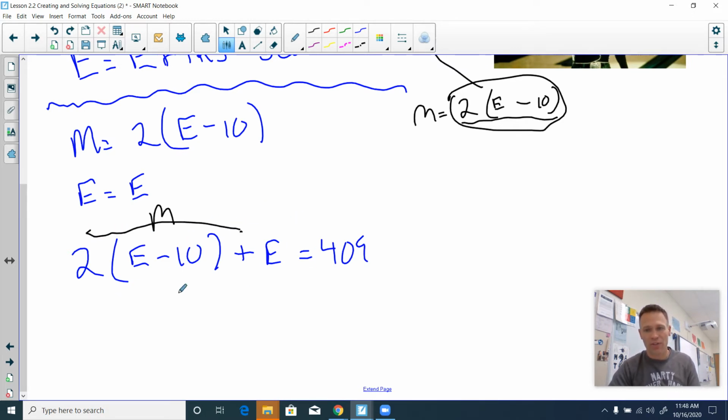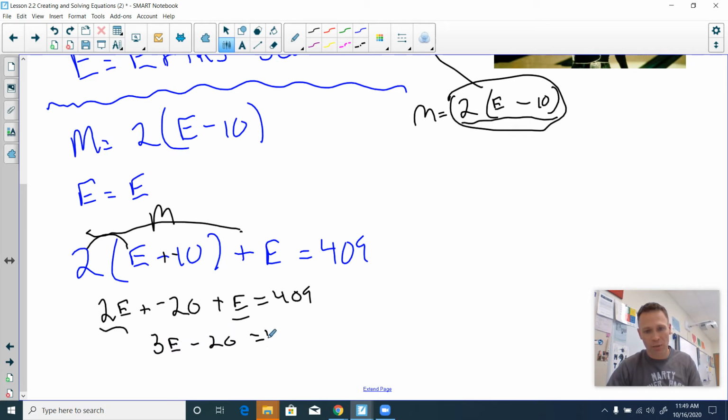So now I just solve this for E, okay? So I'm going to distribute. I have 2E plus, I'm going to add the opposite here. So plus negative 20 plus E is equal to that 409. All right. So I have some like terms combined here. I now have 3E minus 20 is equal to 409.